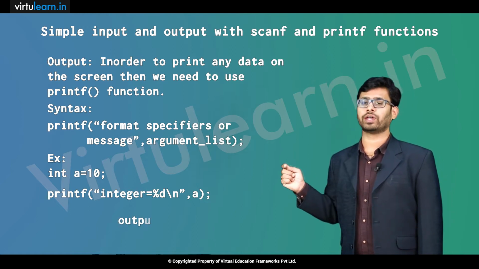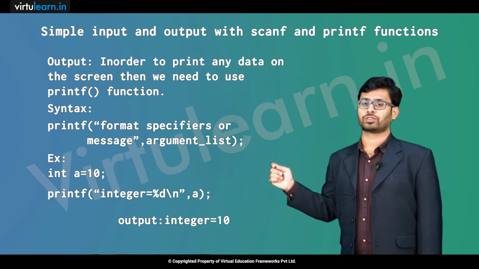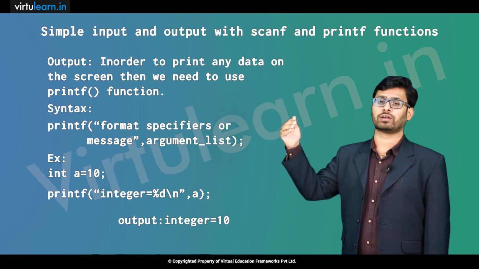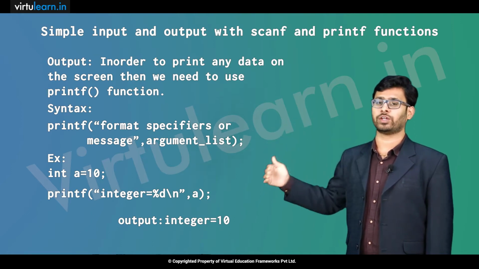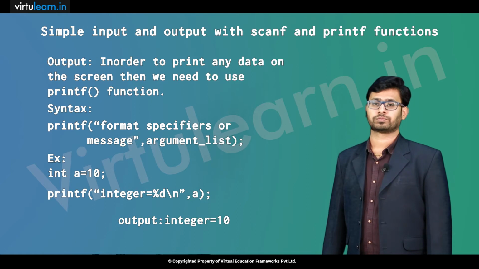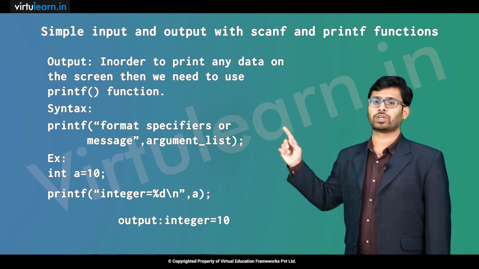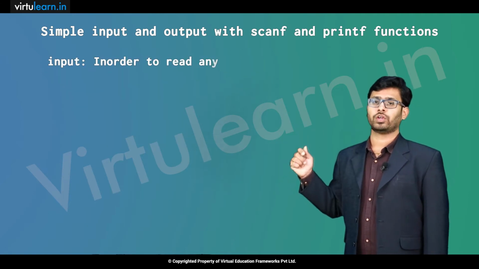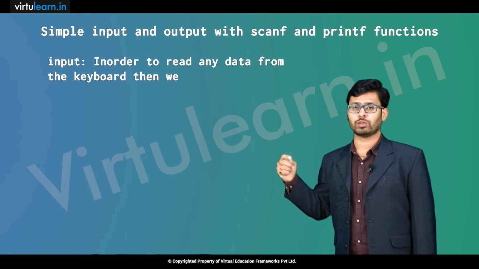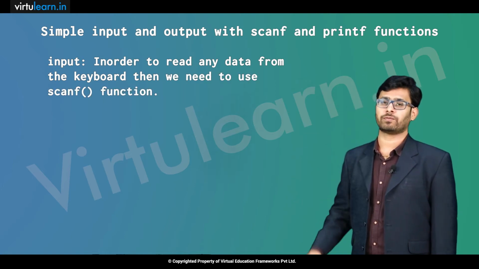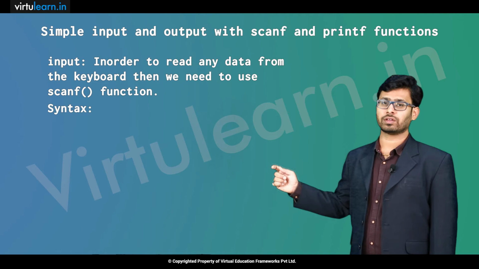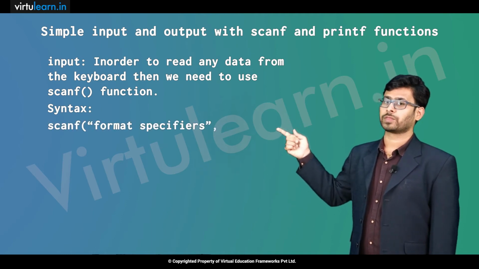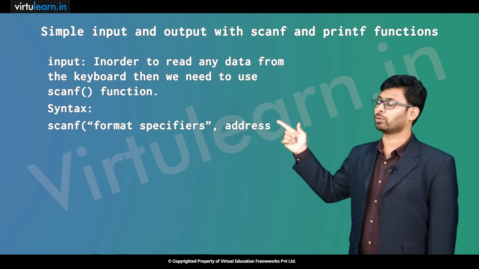Simple input and output function. Within this we are going to see now input. In order to read any data from the keyboard, we need to use the scanf function. So the syntax here is scanf followed by format specifiers, comma, address of the argument list, followed by semicolon. The example is, if I say int a, the format specifier for integer is %d. So we need to write it as scanf %d within the inverted commas, comma, address of a, and close it with a bracket followed by semicolon.